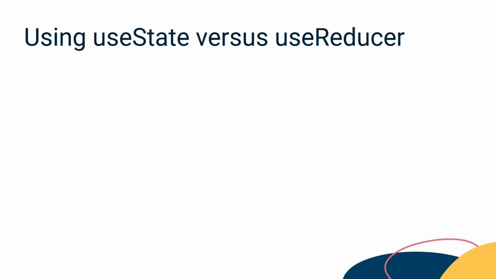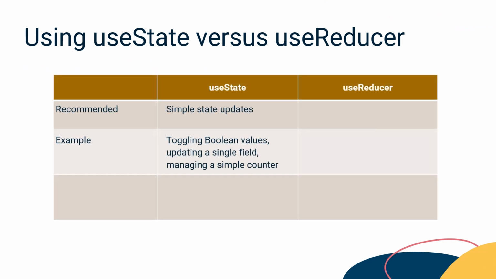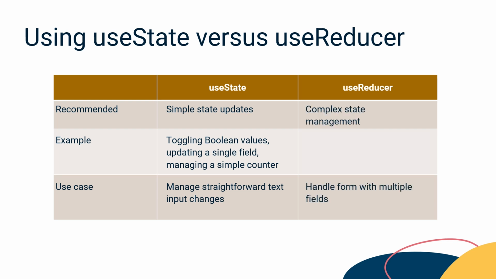Let's understand when to use useState and useReducer in React Native. You should use useState for simple state updates such as toggling Boolean values, updating a single field, or managing a simple counter. For example, managing a form field with text input, where changes are straightforward and do not involve multiple state updates. Whereas you can use useReducer for complex state management, where multiple sub-values are involved or where subsequent state changes depend on previous state values.